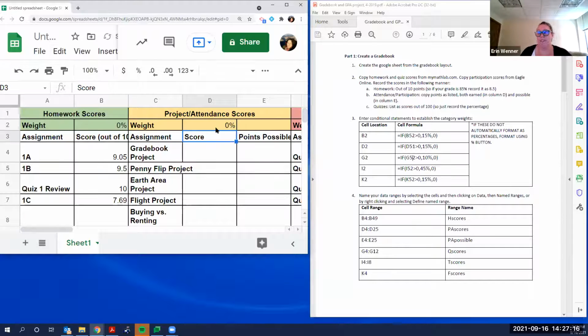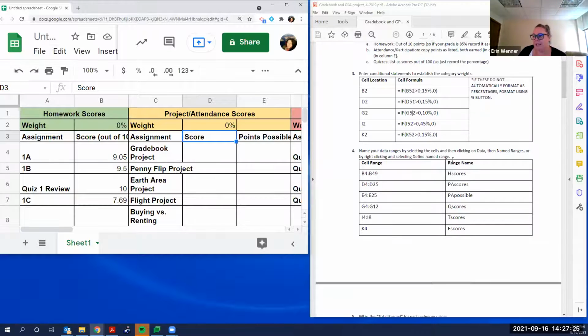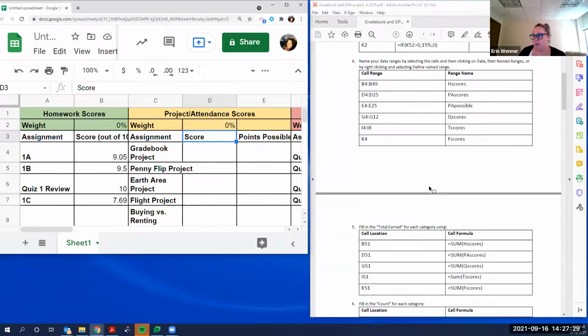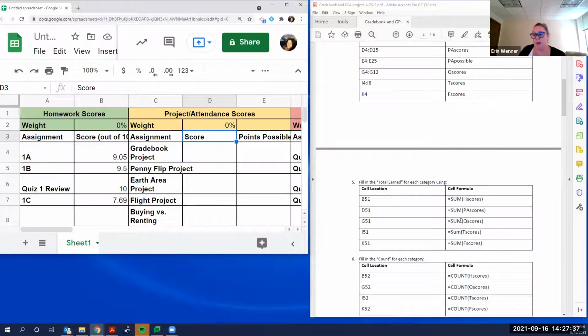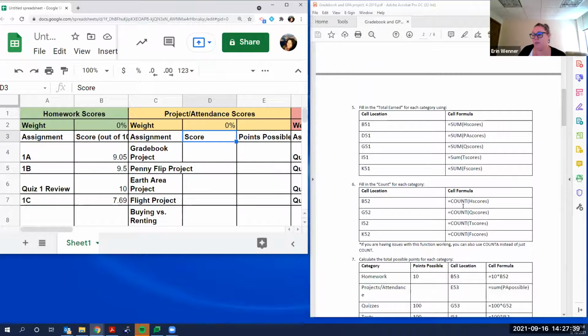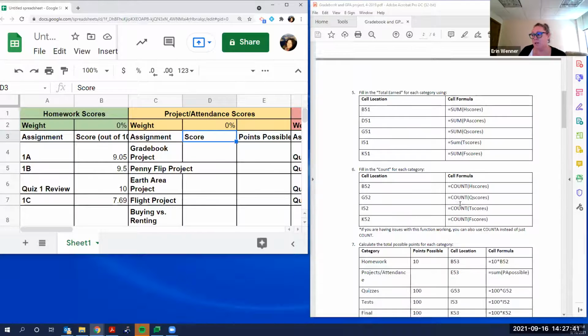And again, there's nothing in D51, so it's going to give you a 0%. I want you to notice that I have laid this out for you to help you put all these calculations in. You'll have to name some cell ranges. We've already done that, right? You'll need to use the sum function. We have a new function called count.